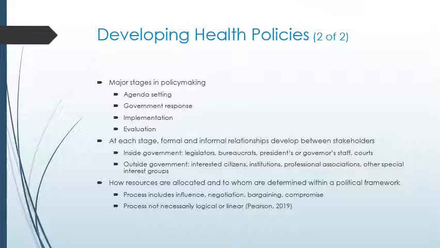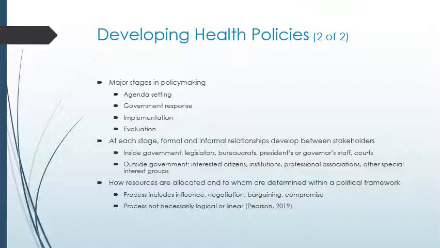So at each stage, formal and informal relationships develop between the stakeholders. Inside the government, it's the legislatures, the bureaucrats, the presidents, governors, staffs, and all the courts. Outside, it's the interested citizens, the institutions, the healthcare organizations, the professional associations, and the special interest groups. So that's us. How the resources are allocated and to whom is determined within a political framework.